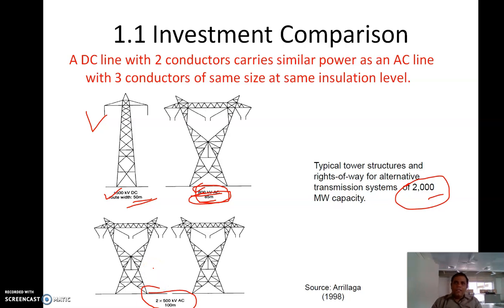So you can see if we compare the fixed cost, then the DC line fares well, because it is using one less conductor and the right of way width is also smaller as compared to the AC line, right? So this is one point of comparison as far as the investment is concerned.